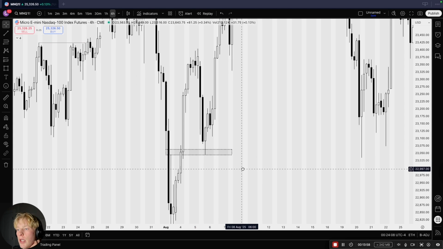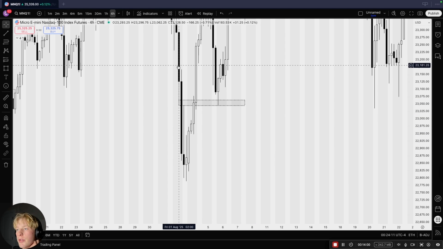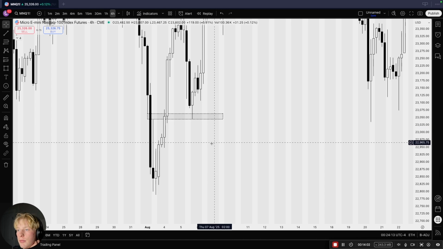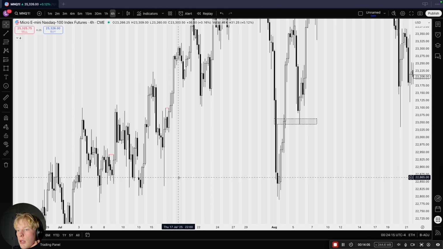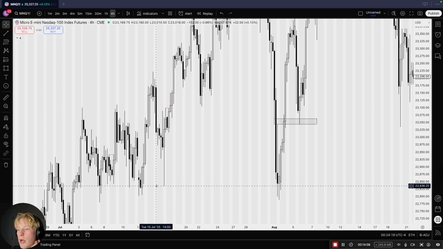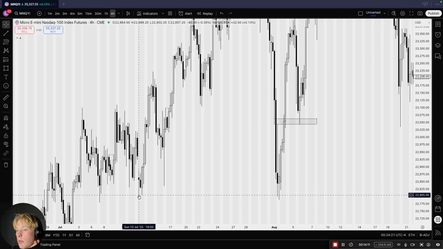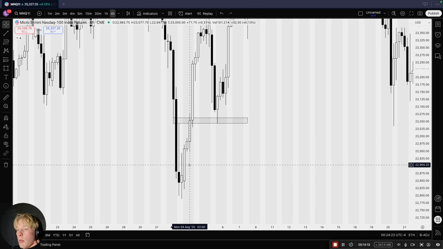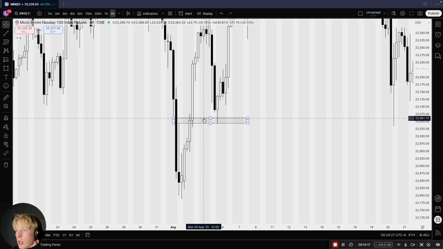We have a nice fair value gap right here between the first and the third candle. Okay, we sweep a low on a higher time frame. So we'll say it's this 4-hour low right here. And we sweep this 4-hour low here too as well. Price reacts, and then we get a full body closure through this fair value gap.